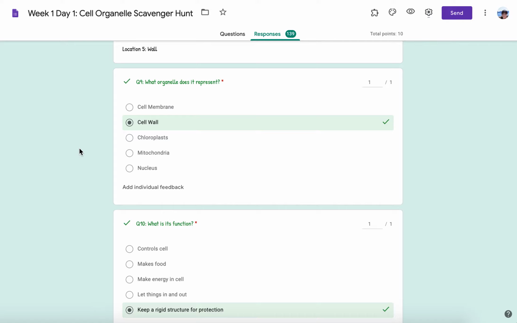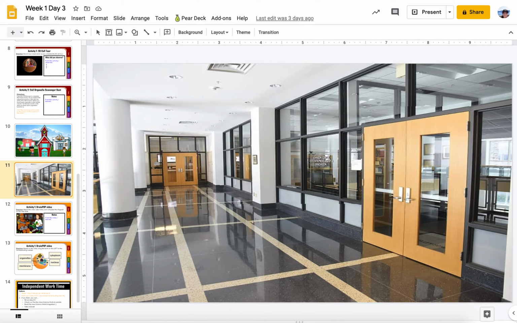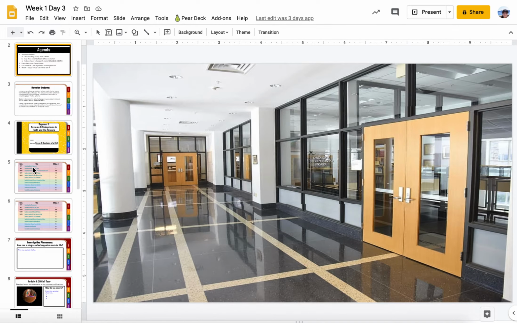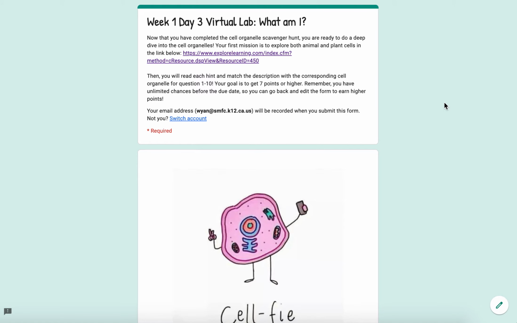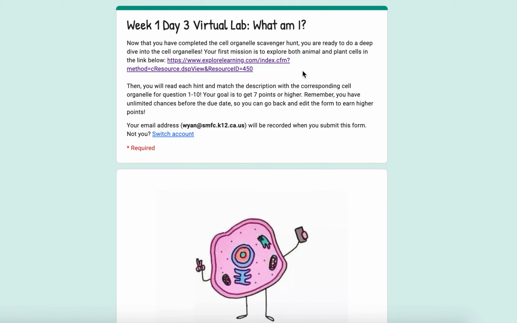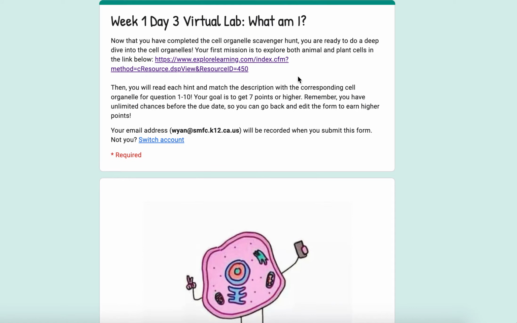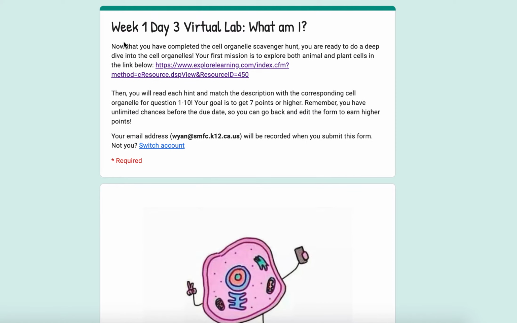Now, at this time, we are going to move on to your next assignment, which is week 1, day 3, virtual lab What Am I? Let's go to your assignment. So again, you can find this assignment in your Google Classroom on the week 1. And again, the title for this assignment is week 1, day 3, virtual lab What Am I?